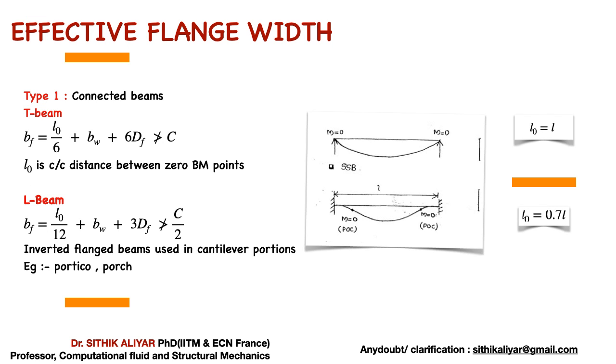So zero bending moment, you know, if it is a simply supported beam, zero bending moment is at the supports. So if in the question they are asking about a simply supported beam, then you should take L0 equal to the full length of the beam, L0 equal to L.